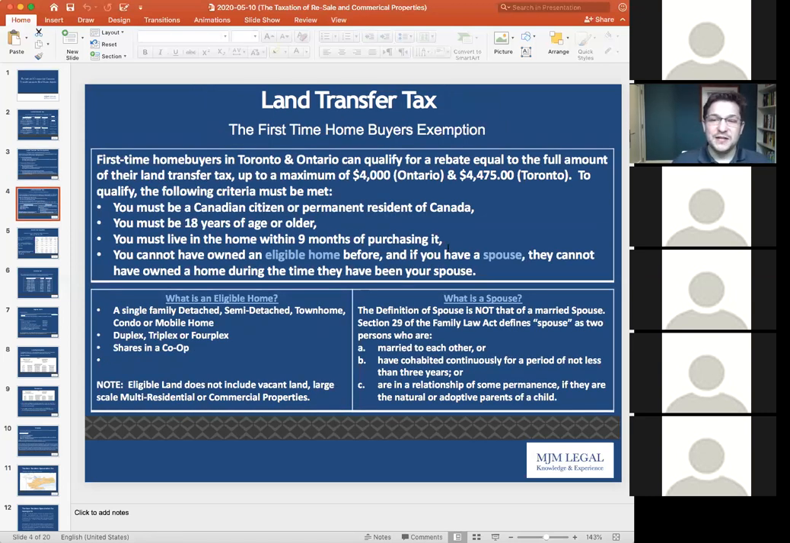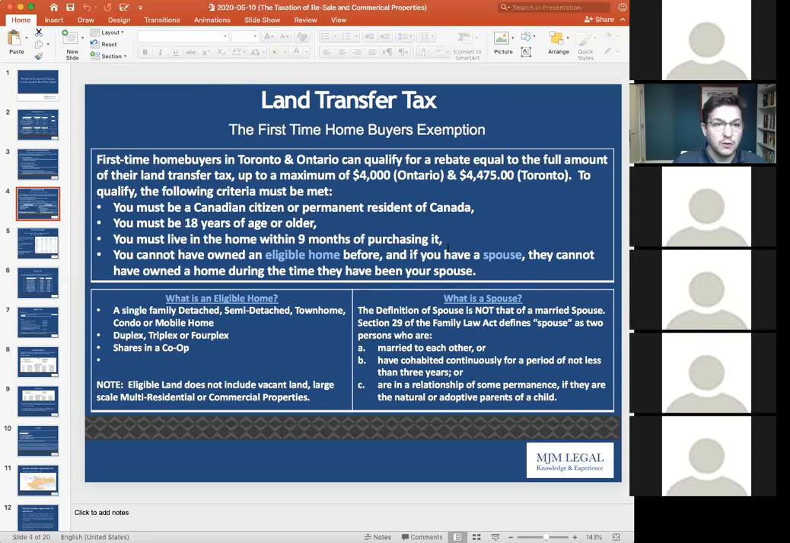Let's talk about first-time homebuyer exemptions. First-time homebuyers in Toronto and Ontario can qualify for an exemption for a maximum, if you're in Toronto, of $8,475. That being $4,000 in Ontario and $4,475 in Toronto. To qualify for that exemption, you have to be a Canadian citizen or permanent resident of Canada. You have to be 18 years or over. You have to live in the home within 9 months of purchasing it. It cannot be an investment property.